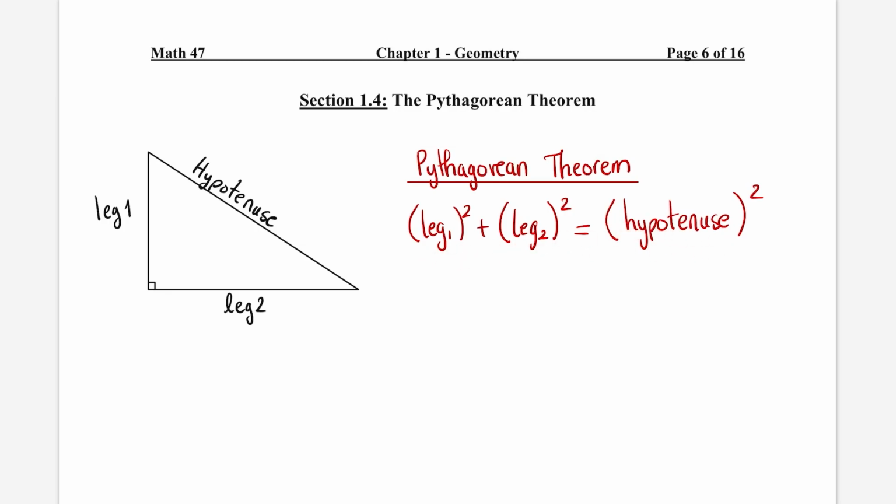Sometimes you might see people replace leg 1 with A, leg 2 with B, and hypotenuse with C. So they have A squared plus B squared equals C squared. We can also do that. For leg 1 and leg 2, it doesn't matter which one is A and which one is B. I can interchange them as long as your C is the hypotenuse.